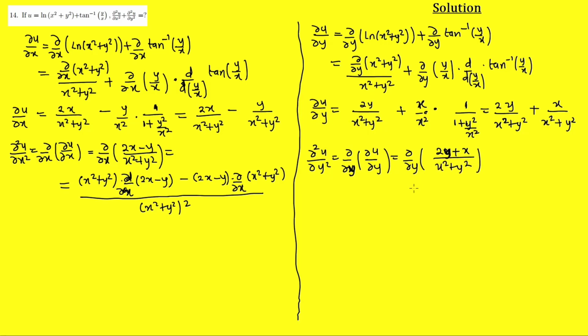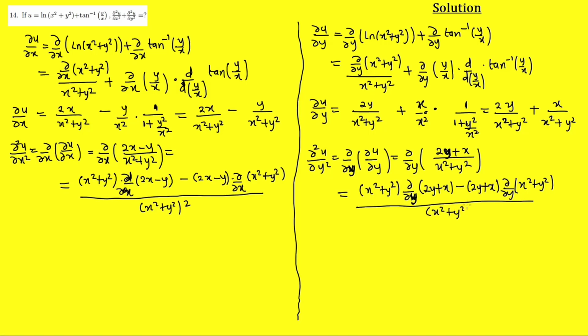Alright, now if I take the derivative of this as usual, this should give me x squared plus y squared. Then we have this to be ∂/∂x, ∂/∂y this time around, because I'm using my quotient rule, of what? Of 2y plus x, minus 2y plus x. Then this will be ∂/∂y of x squared plus y squared, then all divided by what? x squared plus y squared all square.